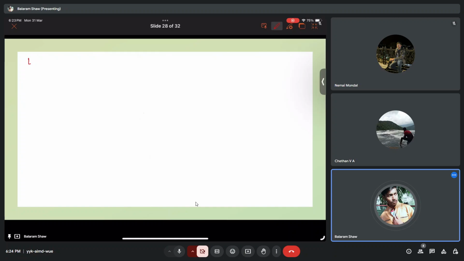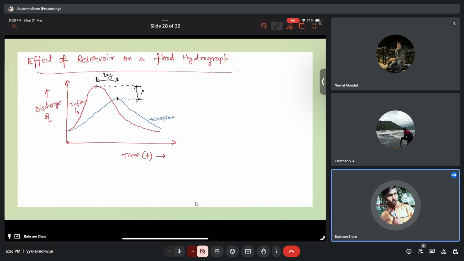Other than that, can you see anything? In the discharge domain also, the inflow peak happened at a much higher discharge, whereas the outflow peak is at a lower value. So there is an attenuation, as in a decrease in the peak. So we have lag of the peak occurrence, and then attenuation of the peak. Anything else you can see?